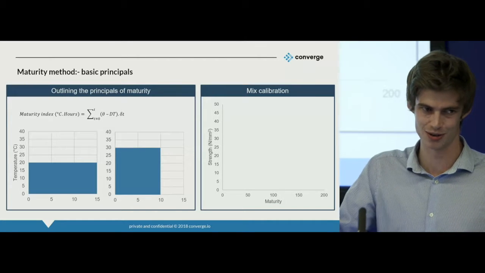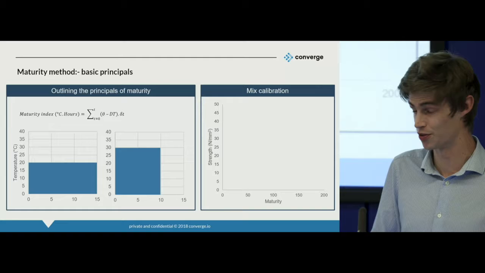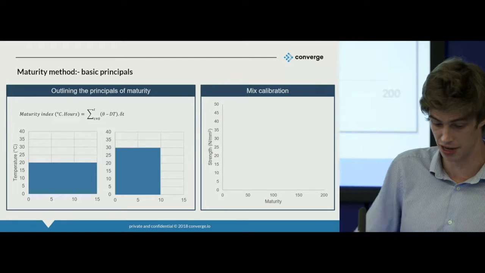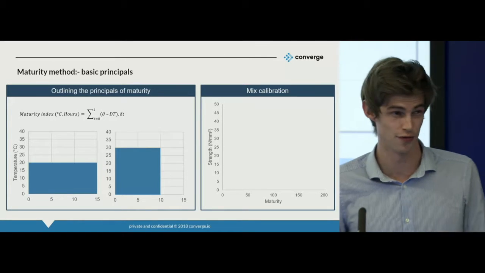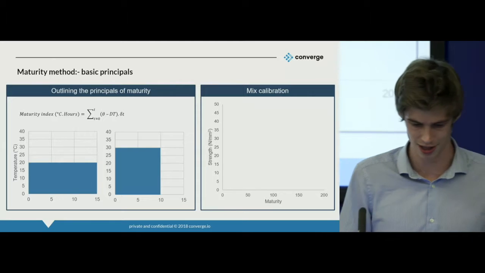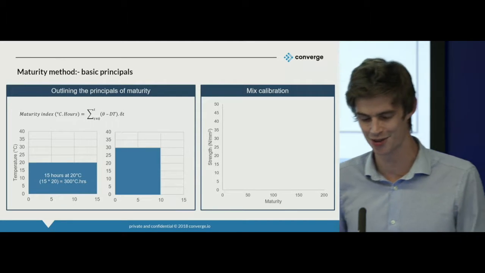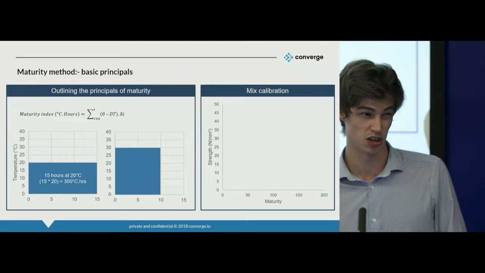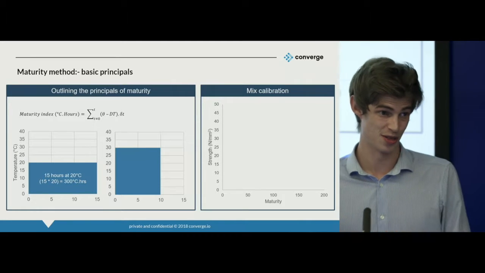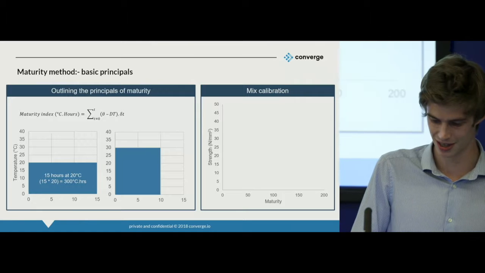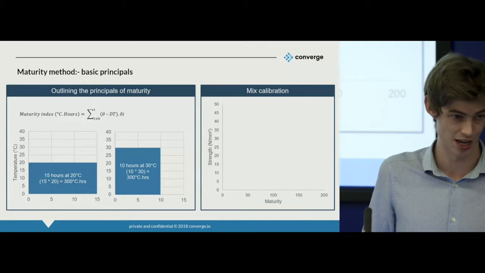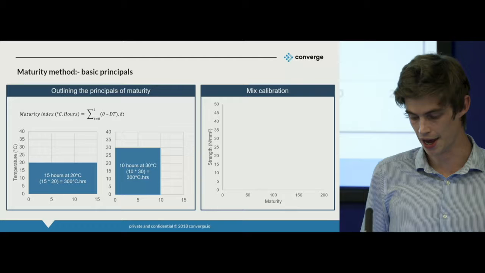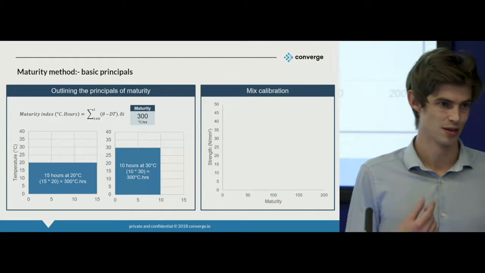That involves putting a temperature sensor into the concrete or curing it in a known temperature environment. In the example on the left-hand side, we've cured a sample of concrete for 15 hours at 20 degrees. When we integrate that, we get 300 degree centigrade hours. In the example on the right, we cure it for a shorter period of time at a warmer temperature, so in this case, 30 degrees for 10 hours. As you'll notice, we get the same value of maturity out. What the maturity method therefore states is, if these two samples made of the same mix design have the same maturity, then they should theoretically share the same value of strength.